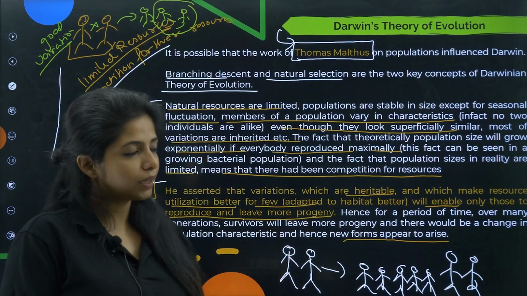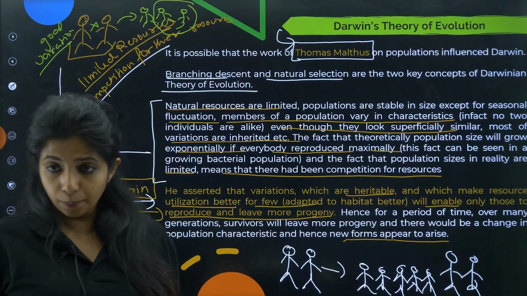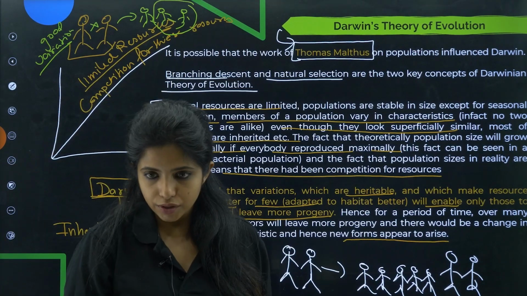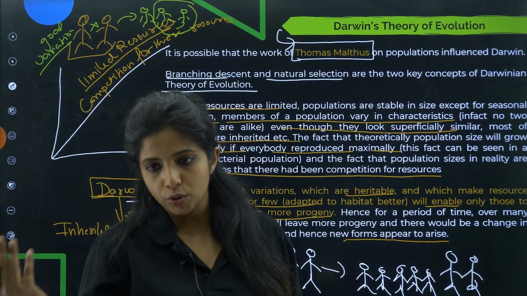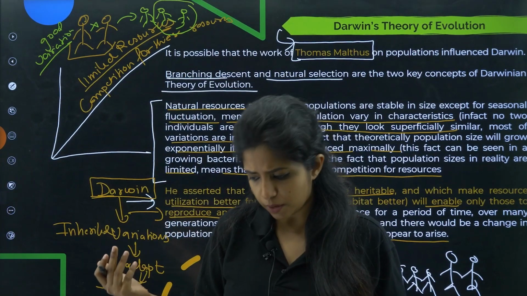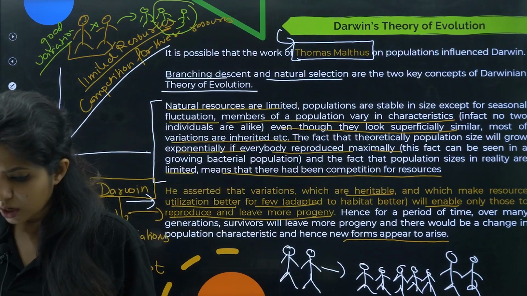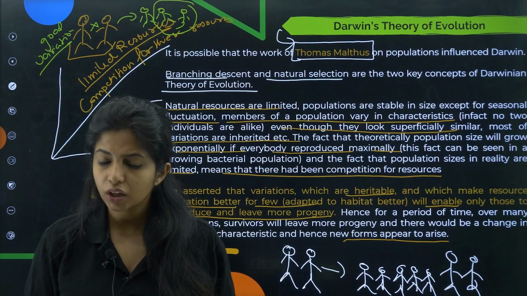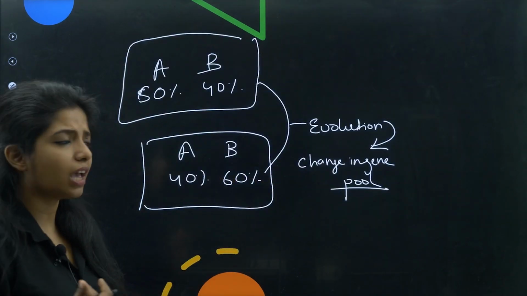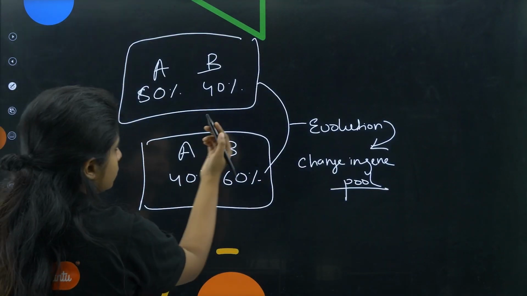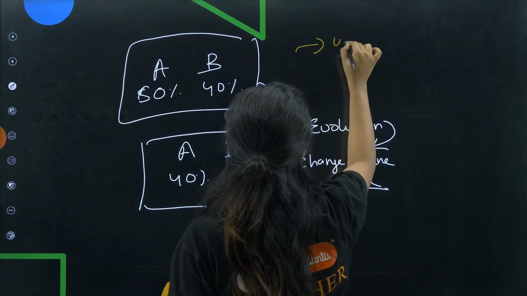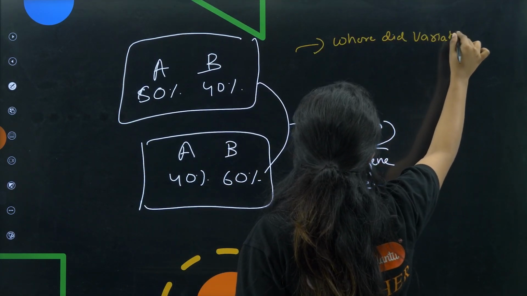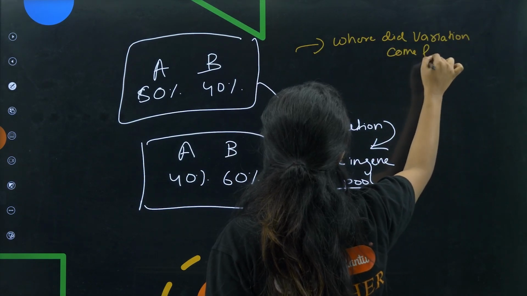That's all. Okay? Now, the problem with Darwin's theory was that he didn't know about mutations. He just knew that variations were there. He didn't know about genetics much. So he couldn't say where this variation actually came from.